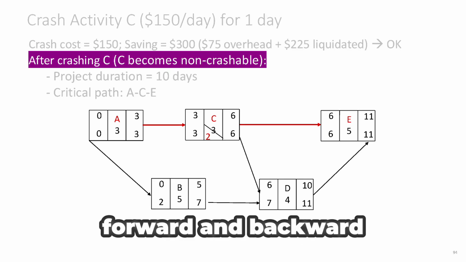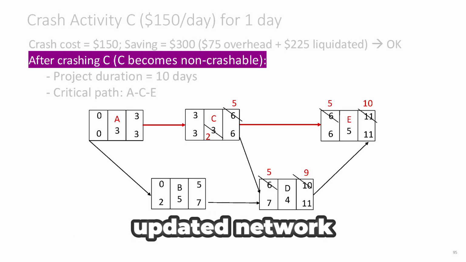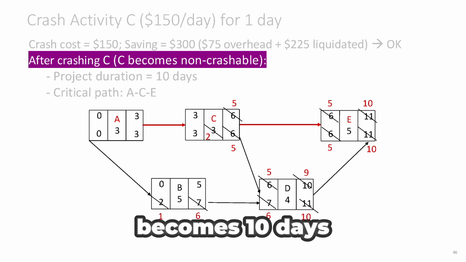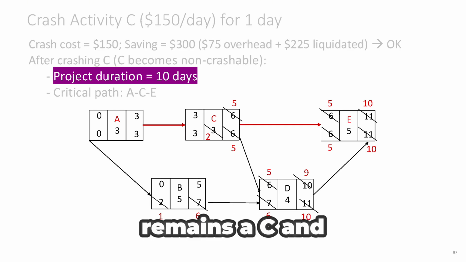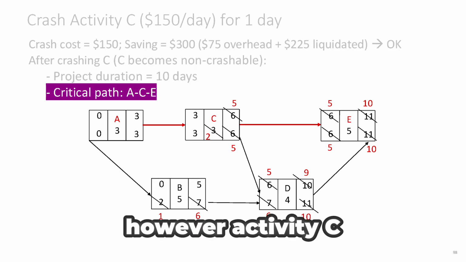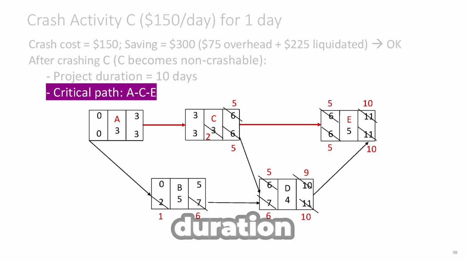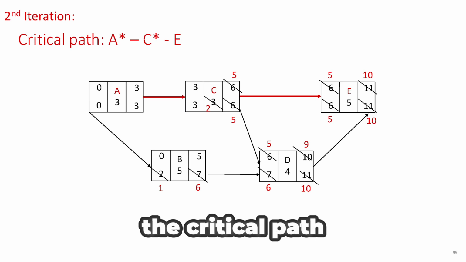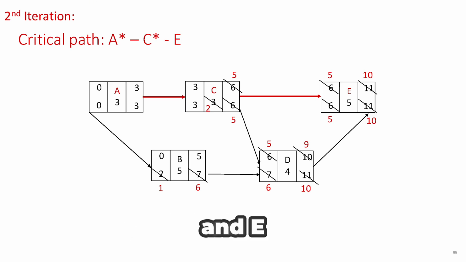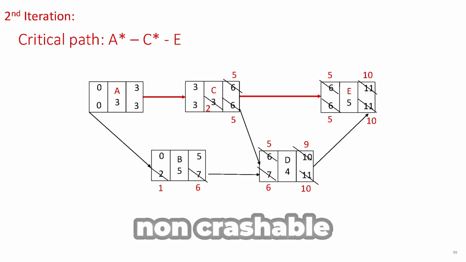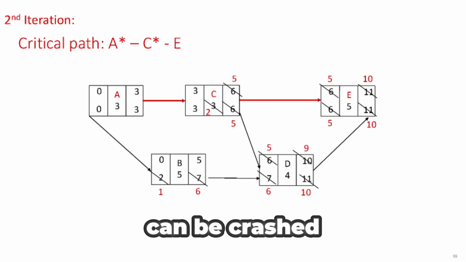After rerunning the forward and backward pass, we get an updated network. At this point, the project duration becomes 10 days. The critical path remains A, C, and E. However, activity C is now at its minimum possible duration, so it can't be crashed any further. Moving on to the second iteration, the critical path still includes A, C, and E. But since A and C are non-crashable, only activity E can be crashed.